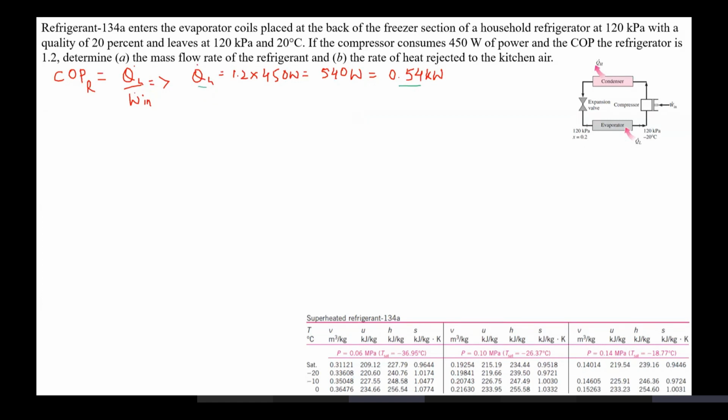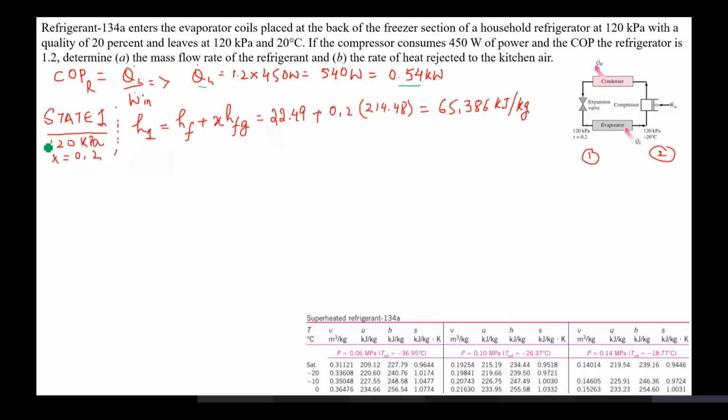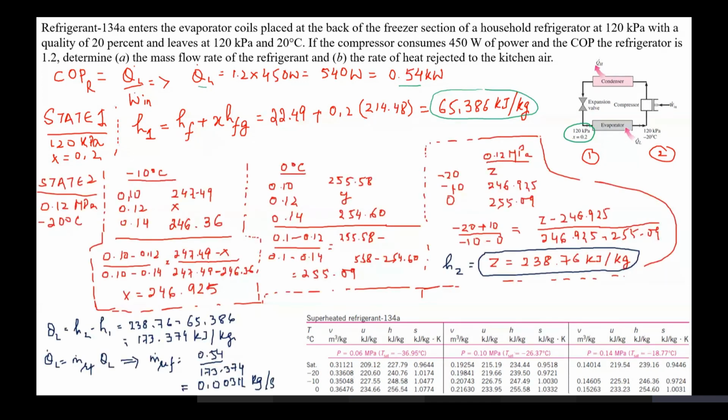Yes sir. Then what you did was, at state 1, you found out the enthalpy value using the hf plus x hfg formula. Clear? Yes sir. Then you went on to state 2. This is the condition of state 2: 0.12 megapascal, minus 20 degrees centigrade. Clear?